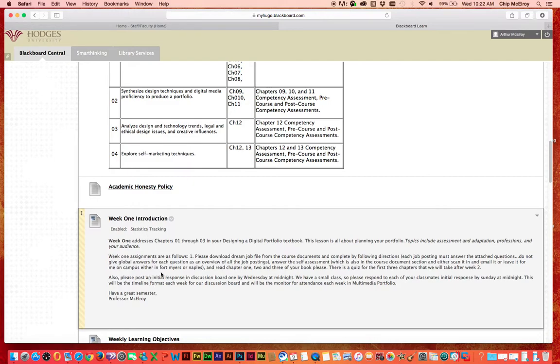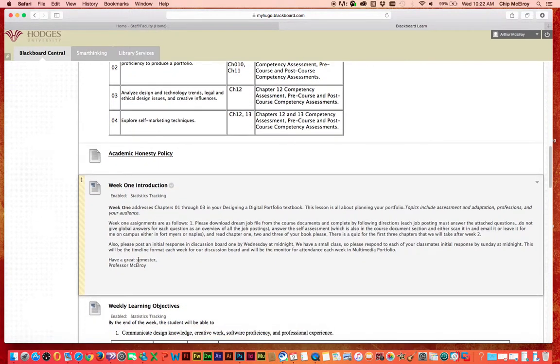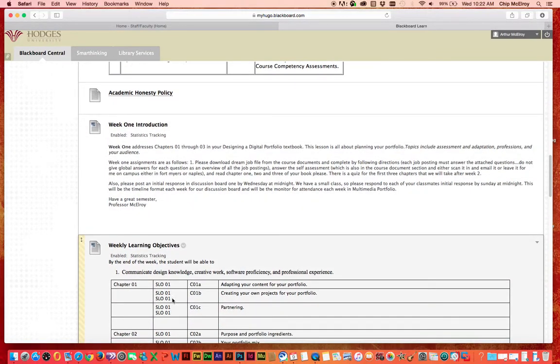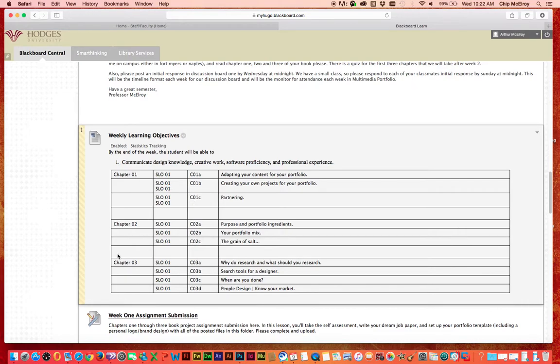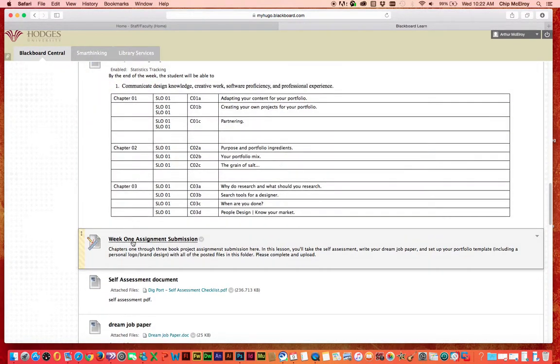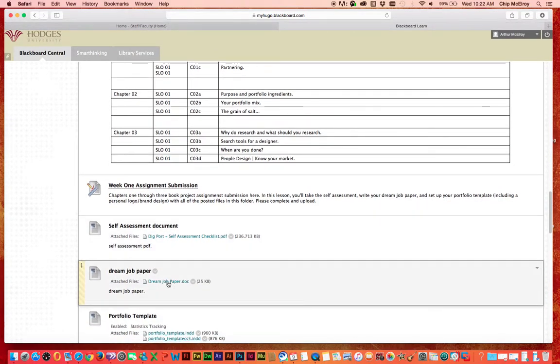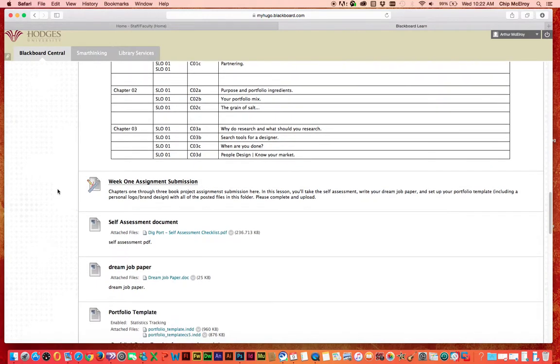A week 1 introduction kind of talks about the first 3 chapters. I like to do weekly learning outcomes as well, just so you know what we're covering from the first 3 chapters in your book. A week 1 assignment submission, that's where you're going to give me your dream job paper and your self-assessment. You'll give me those back in the week 1 assignment.